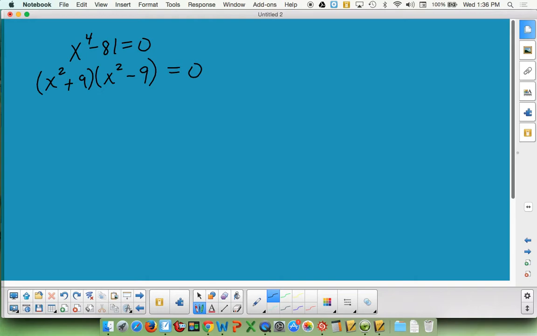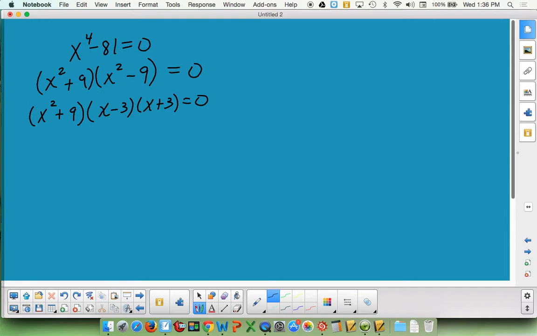Well, x squared plus 9, that's squares that are added, that won't go any farther. But the x squared minus 9, that's still a difference of squares. That'll go conjugates again, and I'll get x minus 3 and x plus 3. Now, that's as far as my factors go.